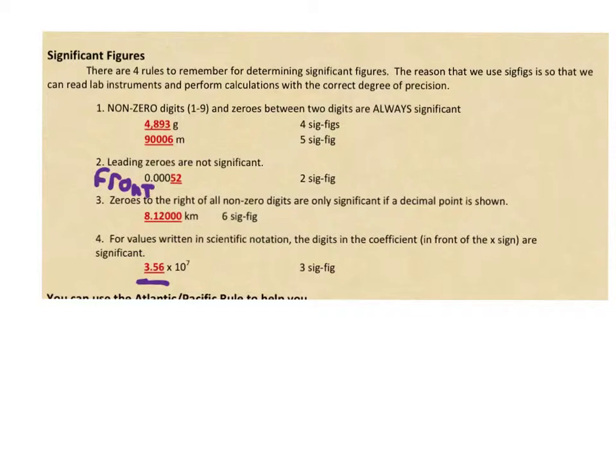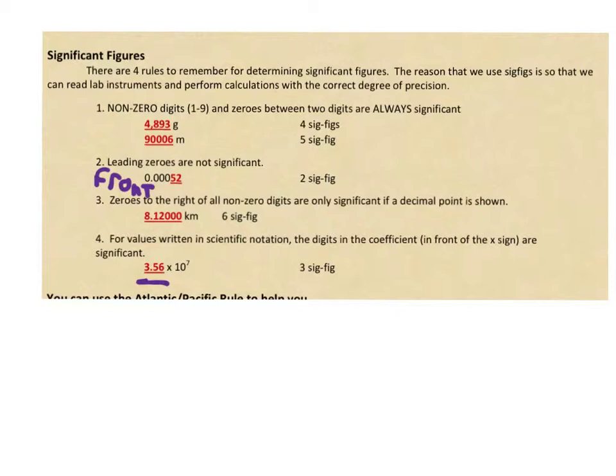Rule 1, non-zero digits like 1 through 9 and zeros between two digits are always significant. For instance, 4893 will all be sig figs. In 9, these zeros in between the 6 would also be significant figures. Rule 2, leading zeros in front of the number are not significant. In 0.00052, the zeros would not be sig figs. The 5 and the 2 would be.